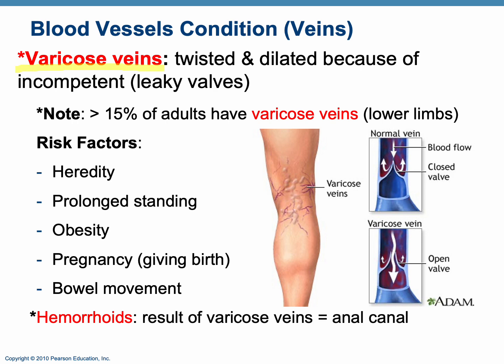So varicose veins, they're typically twisted and dilated, and that's because they become incompetent, leaky. So some adults have this. Greater than 15% of adults have varicose veins. There's many risk factors for why they can develop. One is your genetics ultimately. It could be from prolonged standing. It could be obesity, someone's overweight and there's a lot of stress on the body, so you have the varicose veins developing. Typically they develop on the legs. Pregnancy can do it, or even a bowel movement can lead to varicose veins.